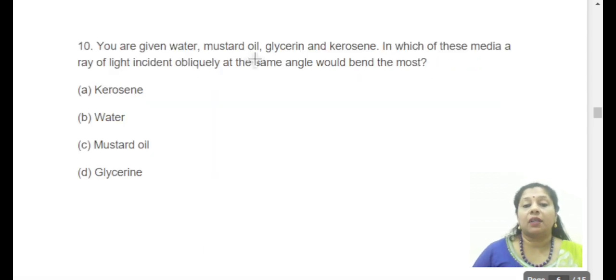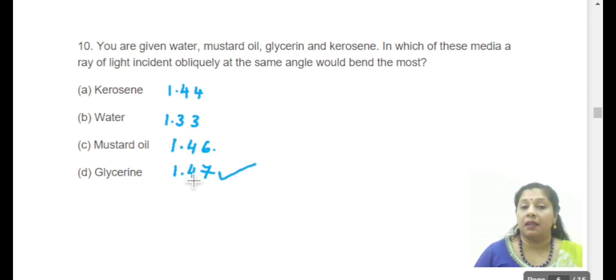You are given water, mustard oil, glycerin and kerosene. In which of these media would a ray of light incident obliquely at the same angle bend the most? So here we can see that glycerin has the maximum refractive index. So maximum bending of light will take place in glycerin.